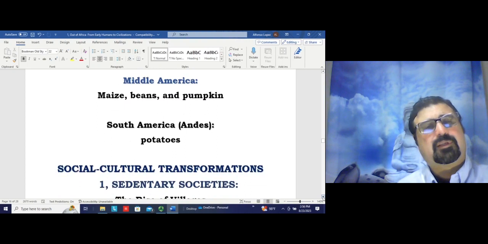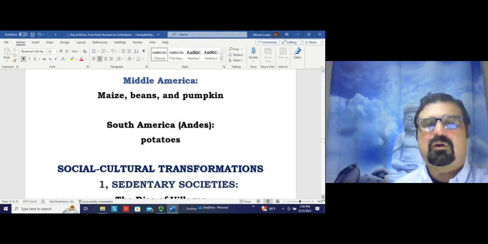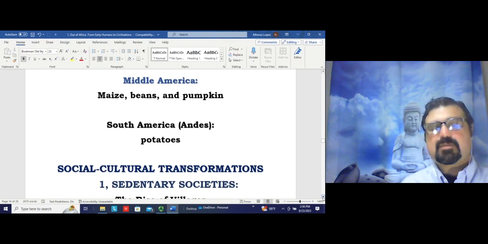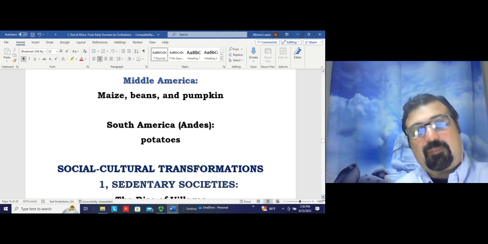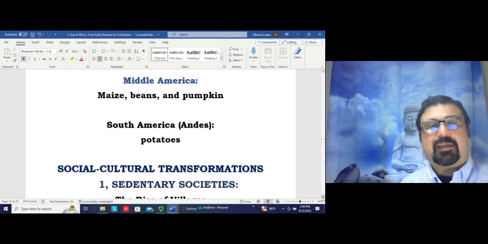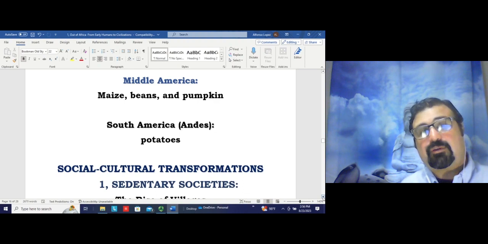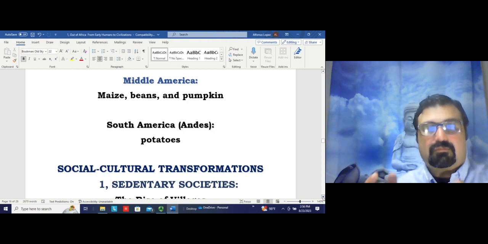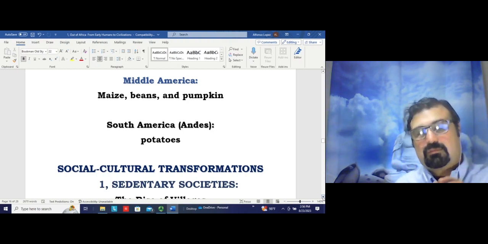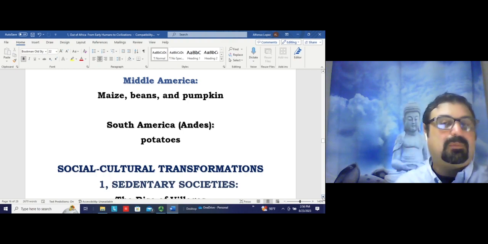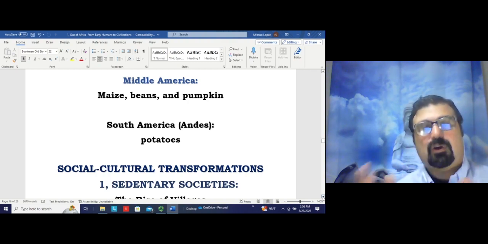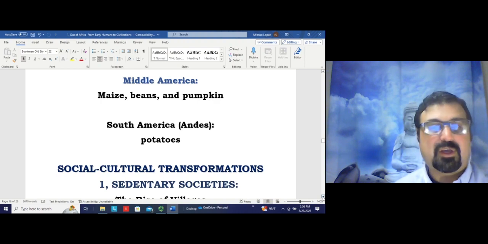In Middle America, whether it's Mesoamerica or Middle America, we see the domestication of maize, what today we just commonly call corn, beans, and pumpkin. In South America, in what is termed the Andes, the indigenous societies domesticated potatoes. And they're also, again, going to use those staples, those plants, those wild plants or grains or fruits, in order to start building their societies, their more complex societies.